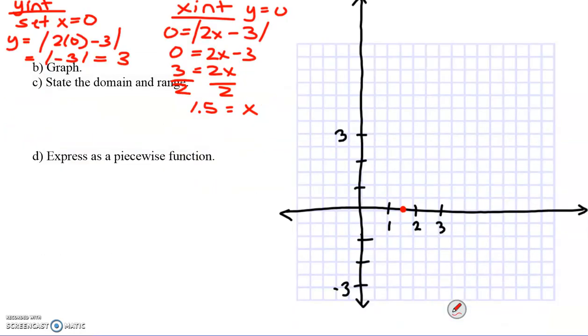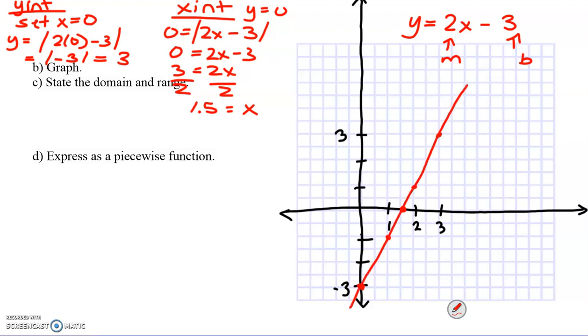So when we graph this, let's think of it as if it wasn't an absolute value equation. So it's y equals 2x minus 3. This is a linear function that has a slope of 2 and a y-intercept of negative 3. So if I was graphing this starting at negative 3, I'd go up 2 over 1, up 2 over 1, up 2 over 1, and we'd get something like that.